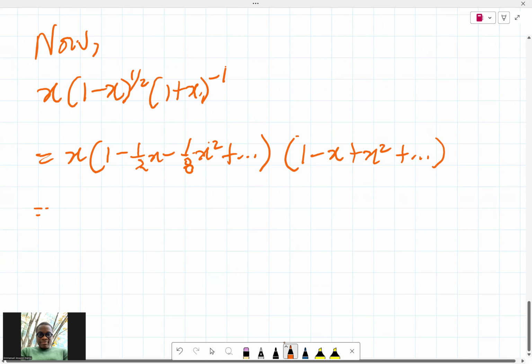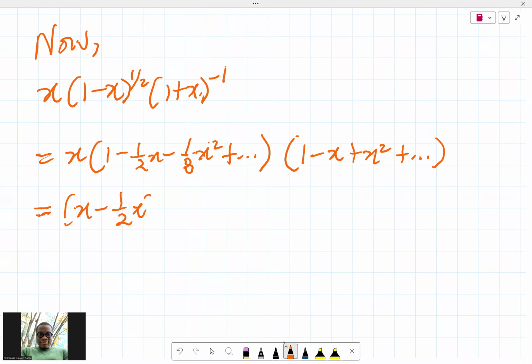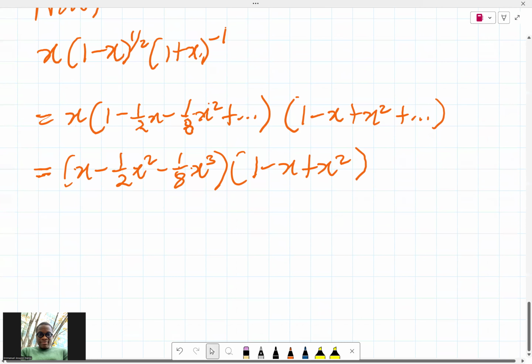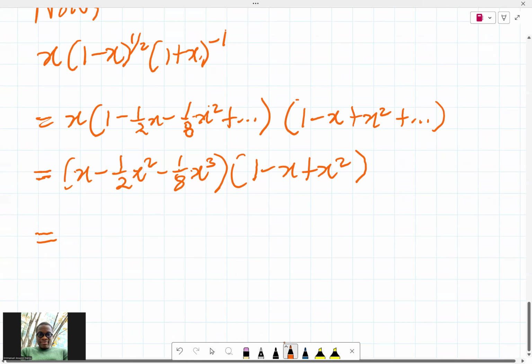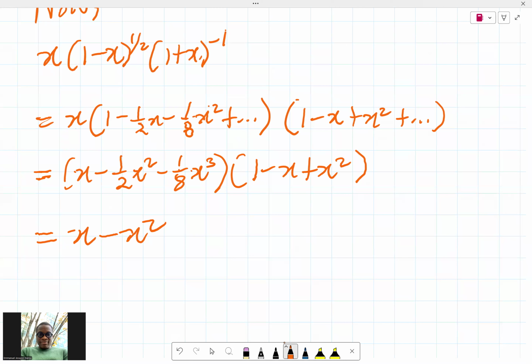So then we go on to say this is the same thing as, so we can do this one first. X times 1, that's x minus half x squared minus 1 over 8 x cubed. Let's forget about the other parts. Then you have 1 minus x plus x squared. Since we need just the first few terms, let's stop with only powers of 3. So anything beyond powers of 3, we can forget about it. So x times 1 is x. X times minus x, that's minus x squared. X times x squared is x cubed. Okay, done.